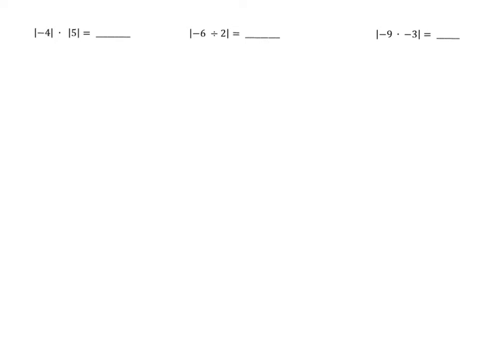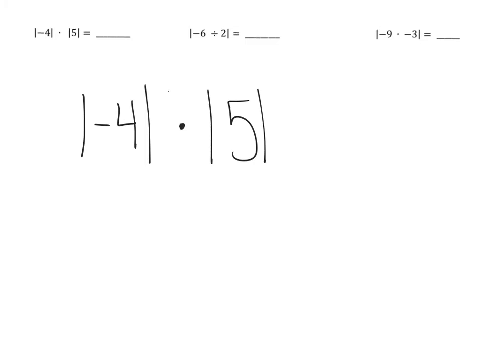Okay, we are still looking at multiplying positive and negative integers, but we're also going to add in these absolute values. Remember, when you have these straight lines, that is absolute value. So the first one we have is the absolute value of negative 4 times the absolute value of 5. And we talked about how absolute value is actually grouping. So we need to take care of absolute value before we can multiply.